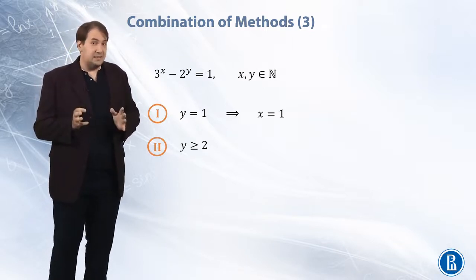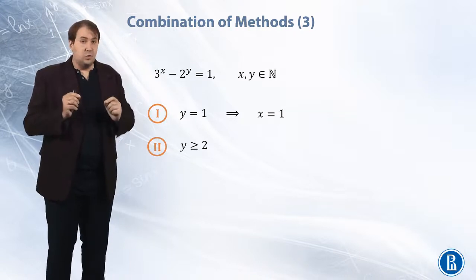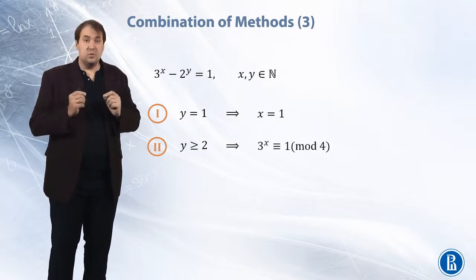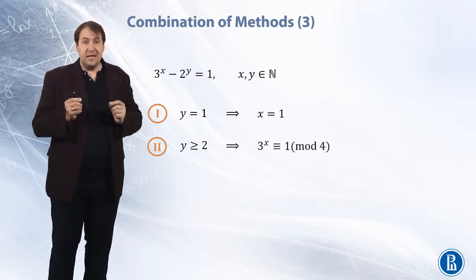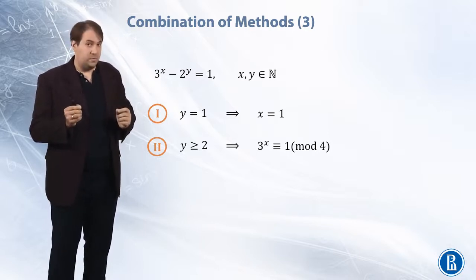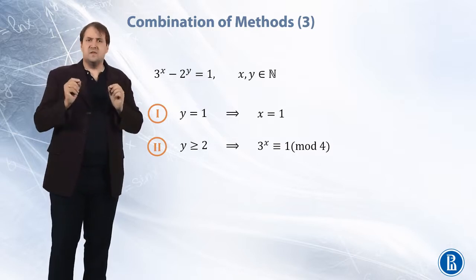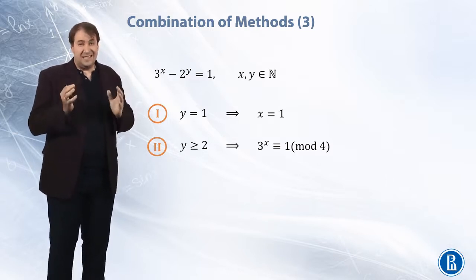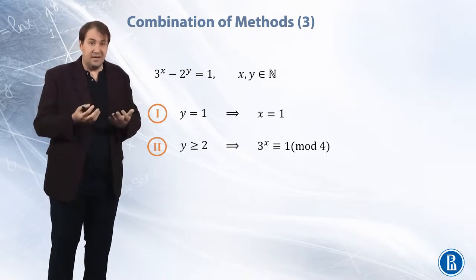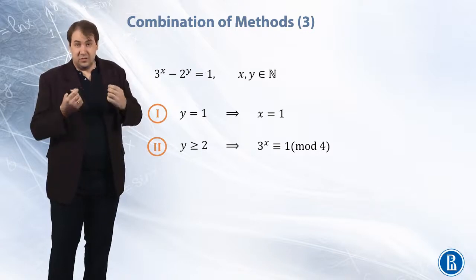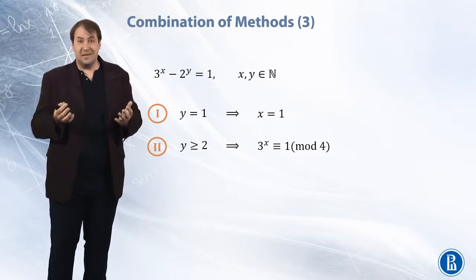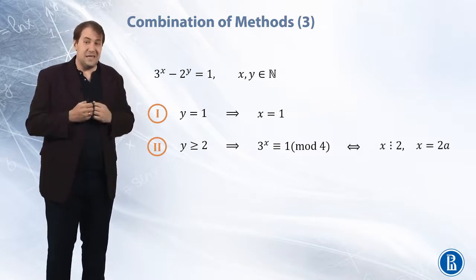In this case, we may notice that 2 to the power of y is divisible by 4. So 3 to the power of x must have remainder 1 when divided by 4. Let's just think for a second. What does this say about x? When is a power of 3 congruent to 1 modulo 4? Well, we understand that it is only in case when x is even.